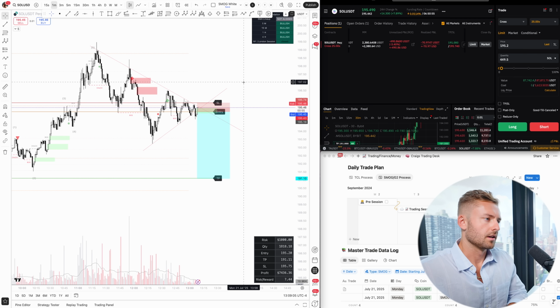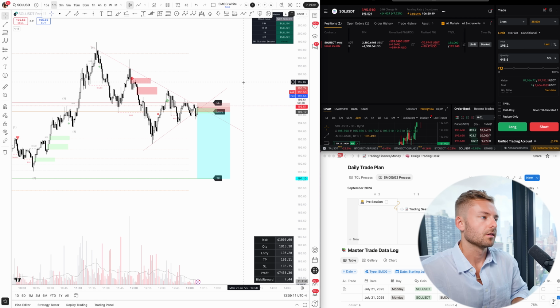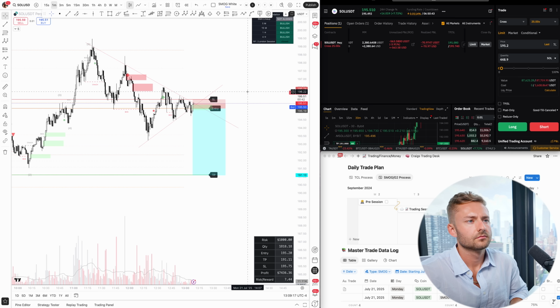Otherwise, I'm going to look for a long here. We have some buffer room here. We have 5 trades basically in the bank P&L wise, so I can be a little bit more risk on and really go for it. So I'm taking a short here. Let's see how it goes.